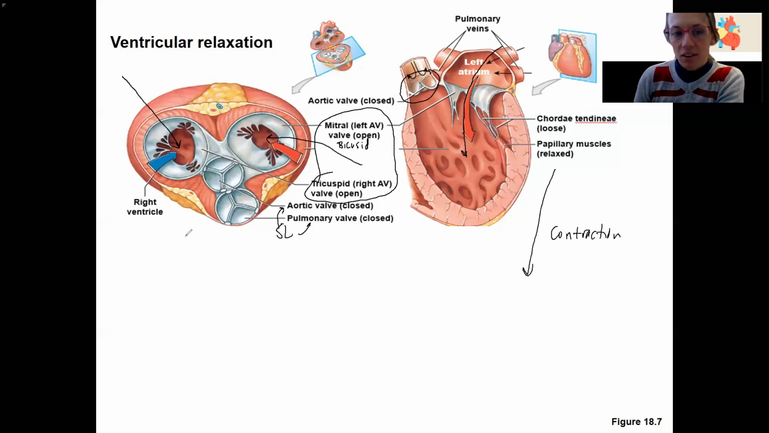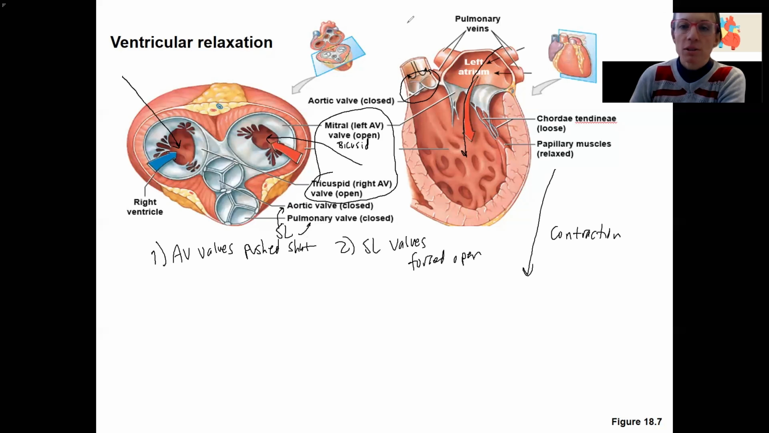1, those AV valves will be pushed shut. They're going to be held in place by these strings here, holding them kind of like a parachute, keeping them from flowing back the other way because they're so floppy. The papillary muscles are going to help contract and hold those chordae tendineae tight. So I'll show you this picture in just a moment. 2, the semilunar valves are forced open because that contraction increases pressure in here and forces blood out through those semilunar valves.